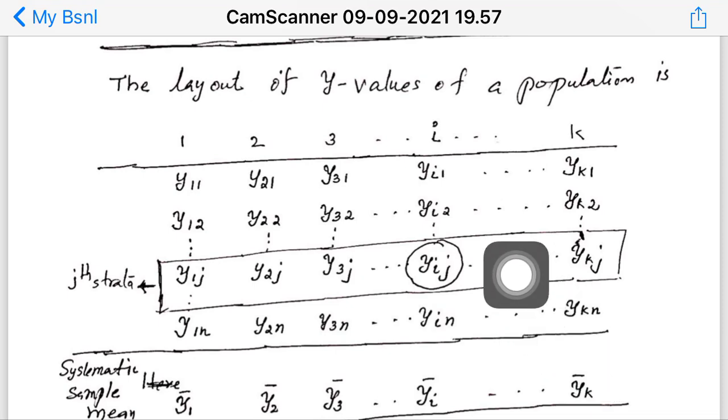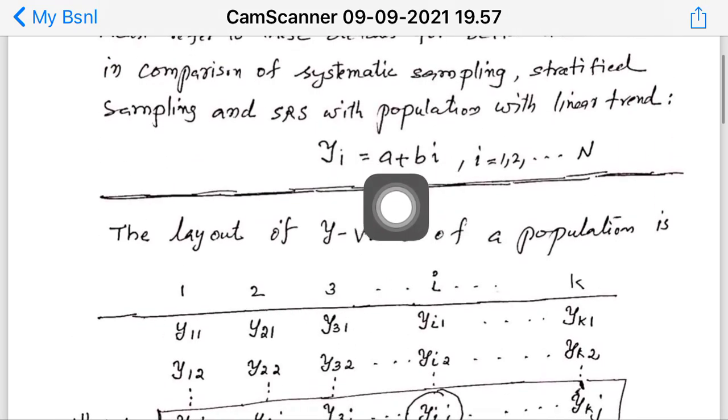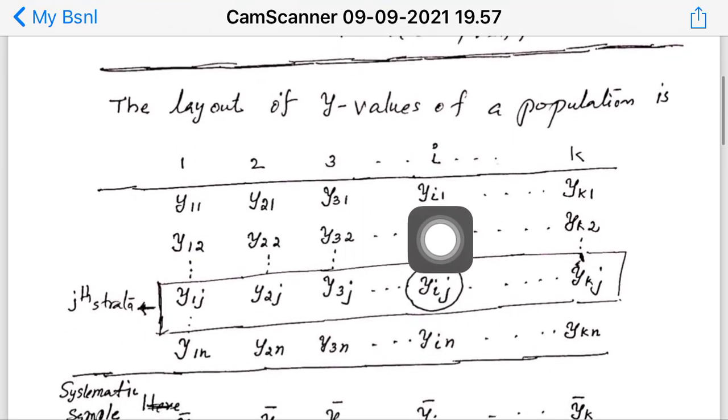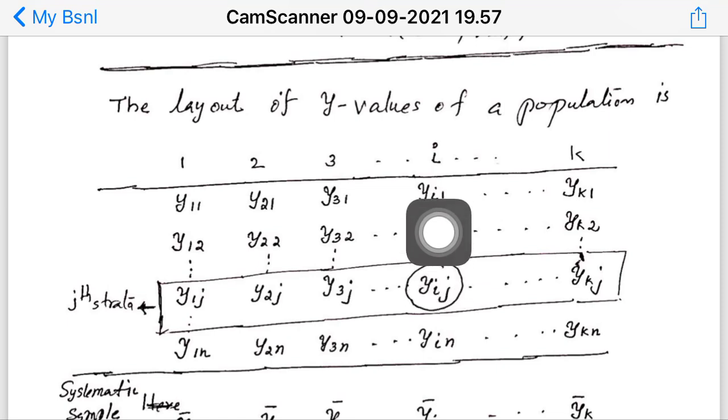And since these y values follow this trend, you will see that yi1 and yi2, what is the difference between them? yi1 is the first unit of the ith possible sample, and yi2 is the second unit of the ith possible sample, which is corresponding to the first unit in the ith sample plus the kth unit y value.